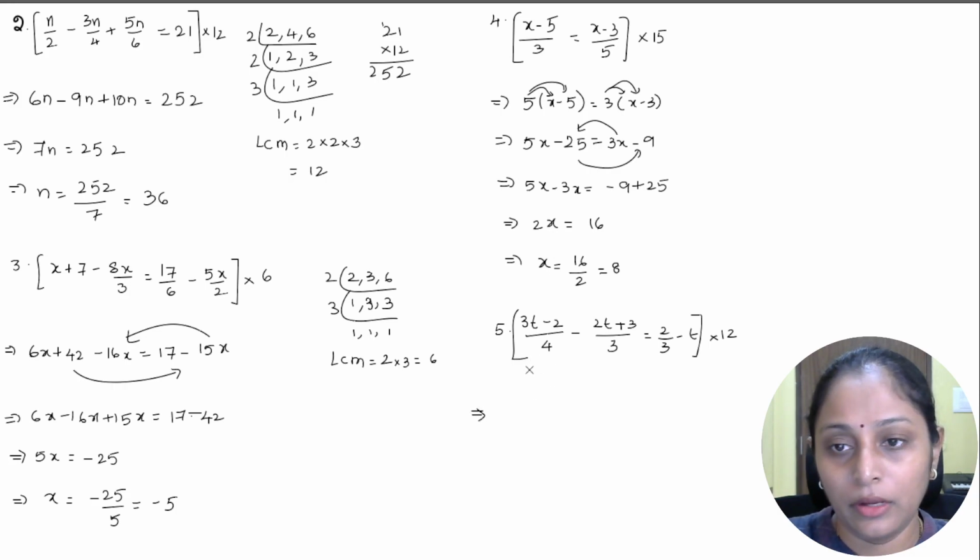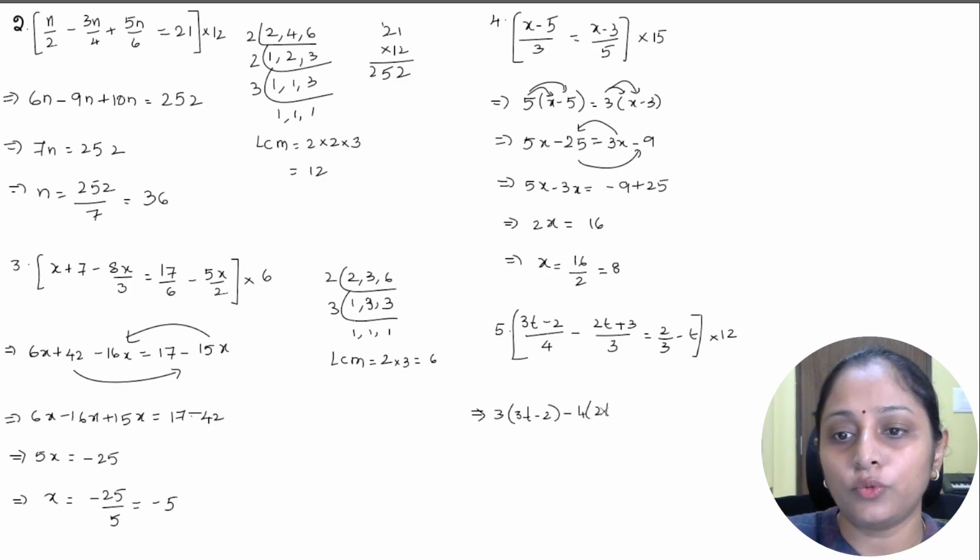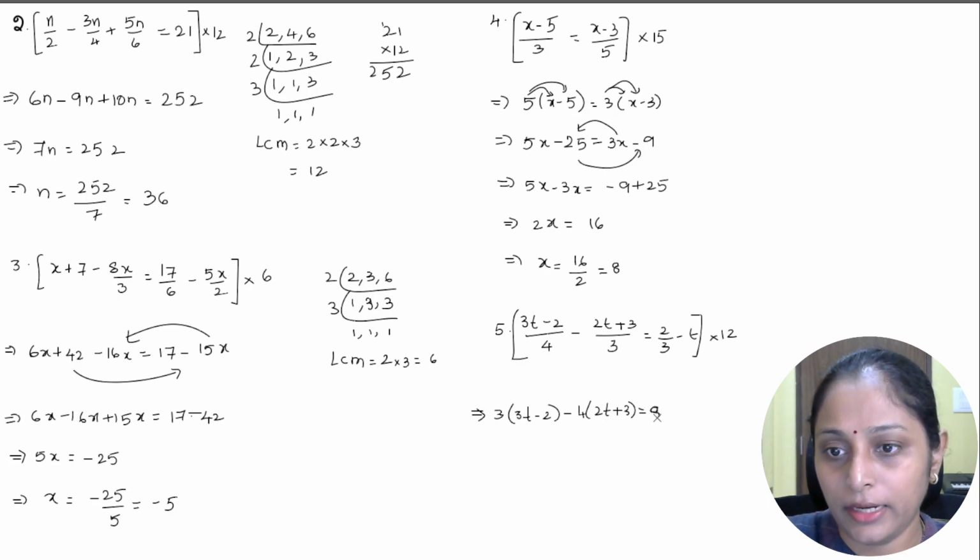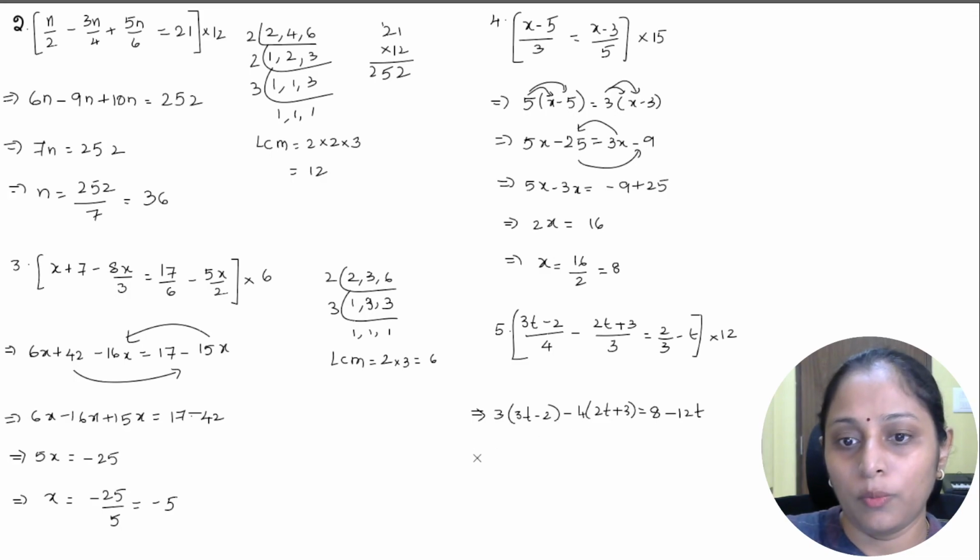Now here 4 into 3, right? So 3 times of 3t minus 2 minus 4 times of 2t plus 3 is equal to 3 4s 12, 4 2s 8 minus 12t. Now open this bracket and this one as well, and please make sure you don't forget there's a minus sign here. Okay, 9t minus 6 minus 8t, minus into plus will give me minus 12 is equal to 8 minus 12t, right?